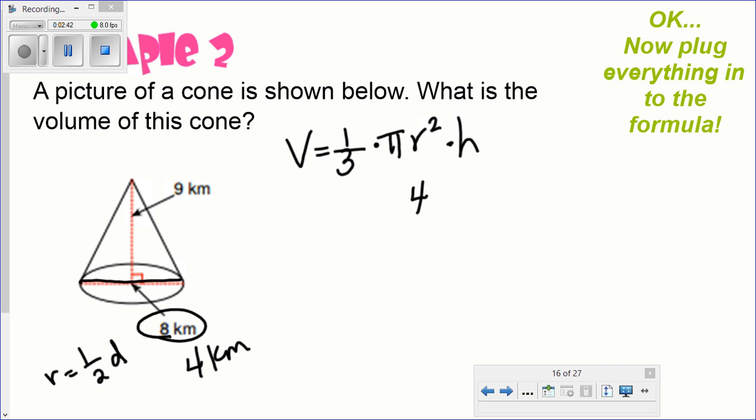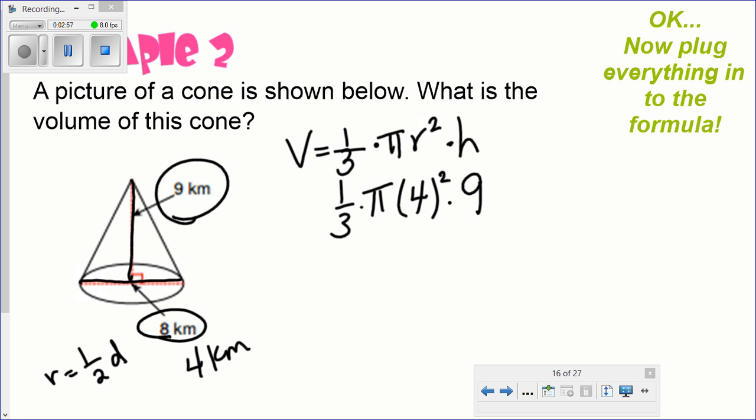So I'm going to go ahead and plug 4 in right here, and we're going to square that. We know we need pi. We know we need 1/3. And the last piece that we need is the height. That's from the point all the way down to the bottom of that circle. So that's that 9 kilometers right there. So the height of this is 9. And we're going to start plugging it in and solving it.